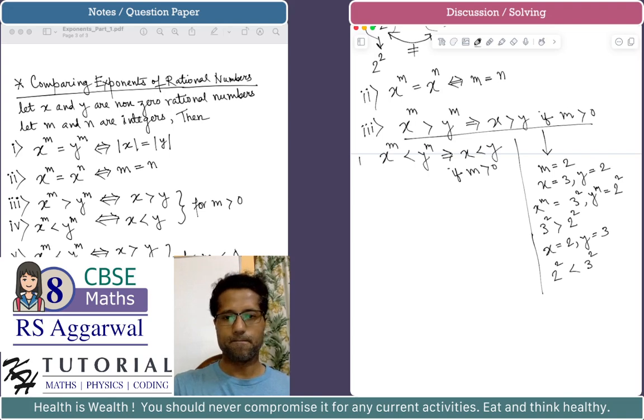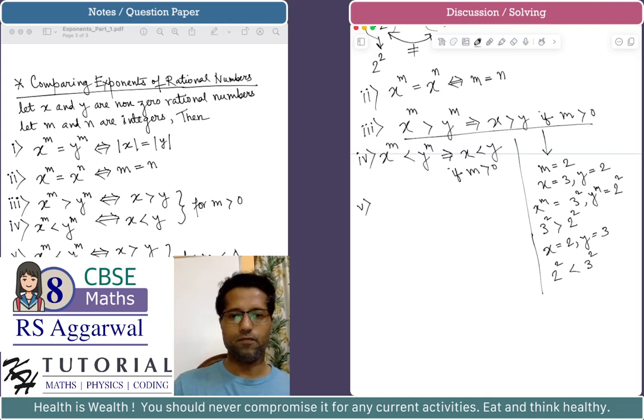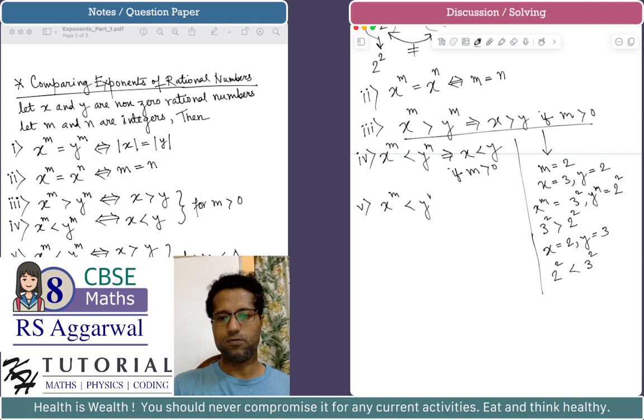This was 4. Now, what if the inequality will change? The inequality will change if the power m becomes a negative integer. So now we will have x to the power m less than y to the power m will imply x greater than y, and double implication. Over here also we will have double implication.